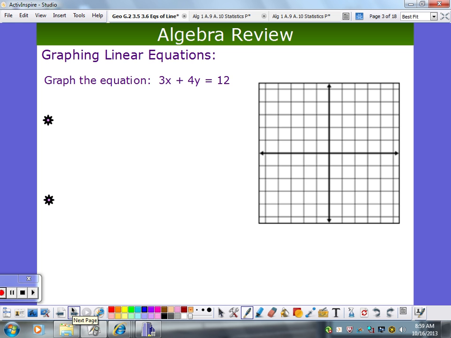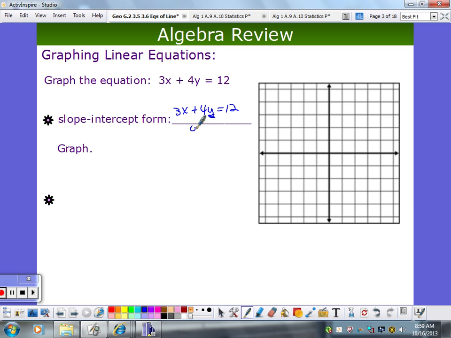Graphing linear equations. We went over this during the review, the homework answers, but let's see if we can remember how to do that. There are a couple of ways to handle this. The first way is what we did when we did that homework question, was we put it in slope-intercept form. So we start with our original equation. I want to solve this for y.